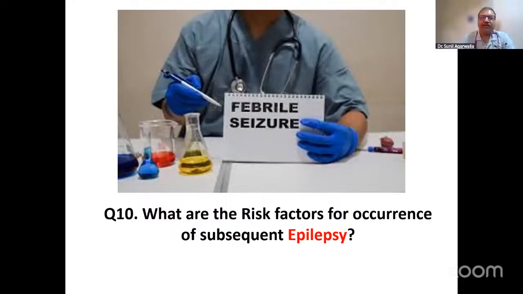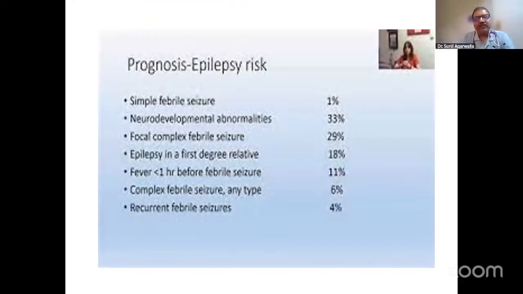What are the risk factors for occurrence of subsequent epilepsy? It has been seen that in a simple febrile seizure, the chance of epilepsy in the long run is very minuscule, less than or equal to 1%. Neurodevelopmental abnormality can go up to one third, 33%. Focal complex febrile seizure, 29%, that is, every fourth child can have recurrence or epilepsy. Epilepsy in a first degree relative, 18%. Fever less than 1 hour before febrile seizure, 11%. Complex febrile seizure of any type, 6%. And recurrent febrile seizure, 4%.